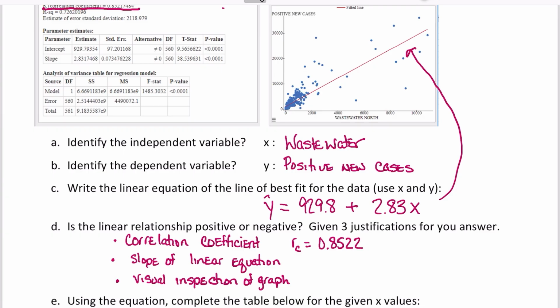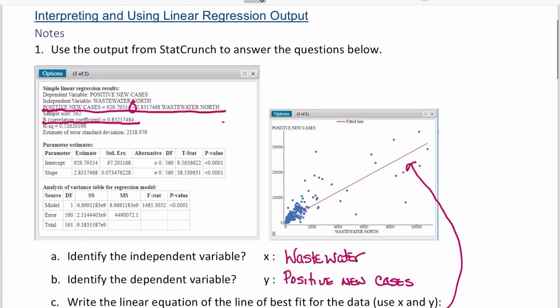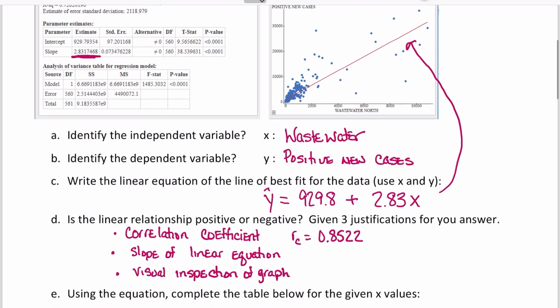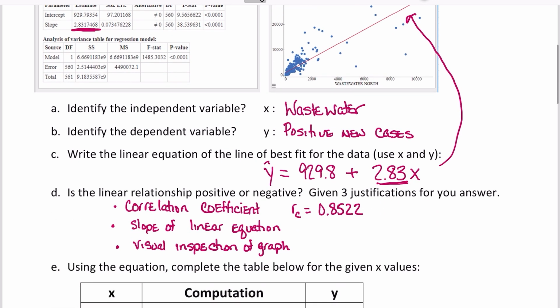The slope of the linear equation, let's look back at it. The slope is given right here in the equation. It is also listed in the output. And you can look right here and see your slope is also right there, 2.83. So I'm just going to say that my slope is 2.83.